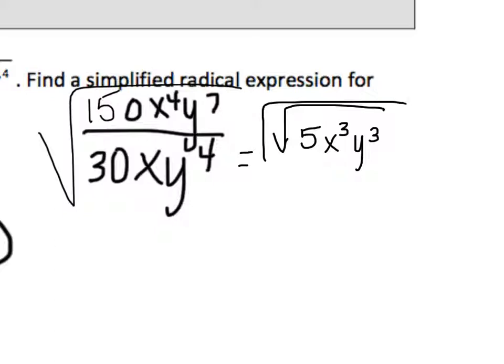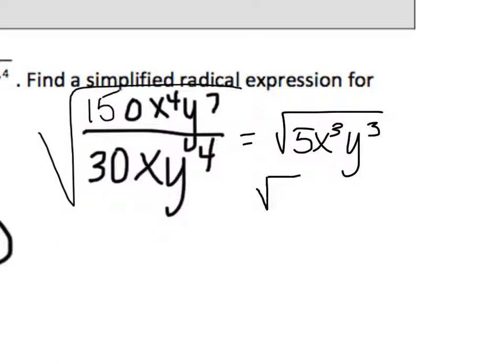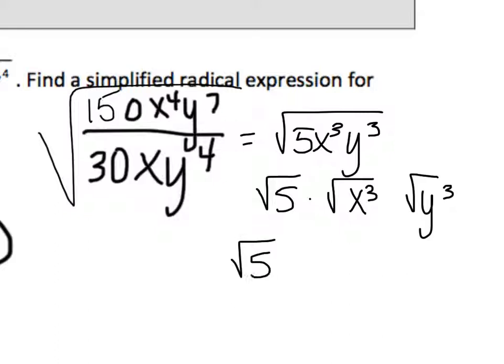And then that is not quite your answer yet. That is just the simplified one. So if you got the square root of 5, x to the 3rd, y to the 3rd, now we got to break it down. We got the square root of 5 times the square root of x to the 3rd and the square root of y to the 3rd.